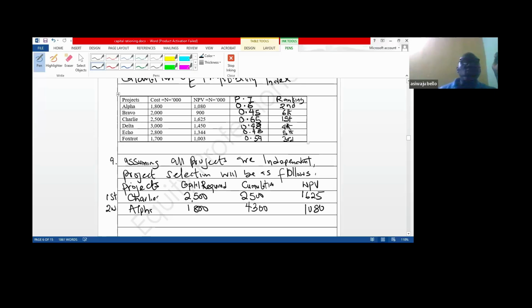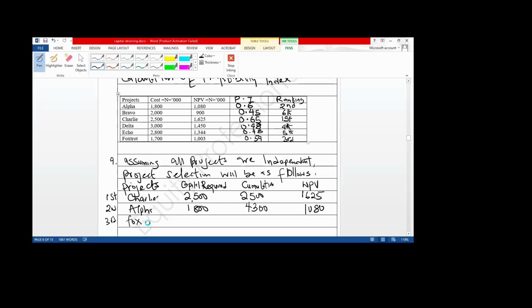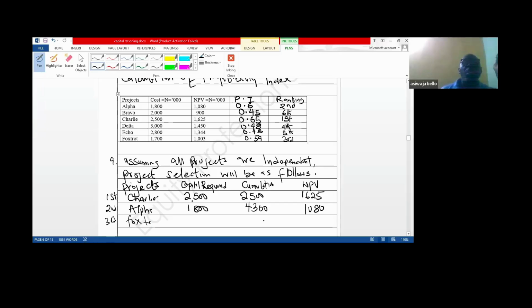Rank 3, project Foxtrot. Amount is 1,700. Cumulative 4,300 plus 1,700, 6,000. NPV of project Foxtrot 1,003.